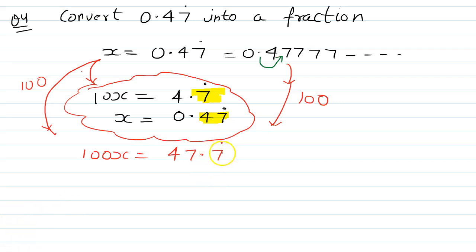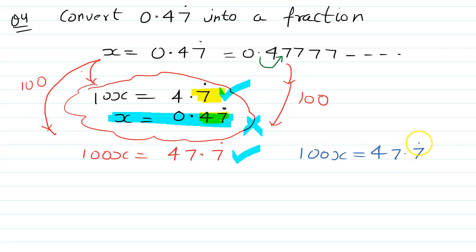After cross checking, if you see 100x equal to 47.7 recurring and 10x is 4.7 recurring, so this equation is not working with this one. So we are not going for this, we are going for this one and this one. So we are going to solve these two equations. So let's solve. First equation is 100x equal to 47.7 and 10x equal to 4.7.